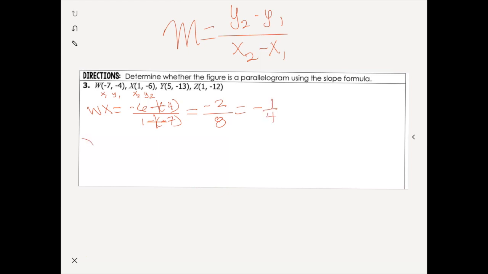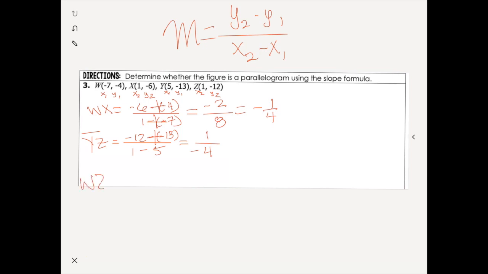Let's do it for YZ. We have x1, y1, x2, y2. Y sub 2, negative 12 minus a negative 13, and then we have 1 minus 5. Minus a negative turns to a positive. Negative 12 plus 13, we're going to get a positive 1. 1 minus 5 is going to give us a negative 4. So we still have negative 1 over 4.